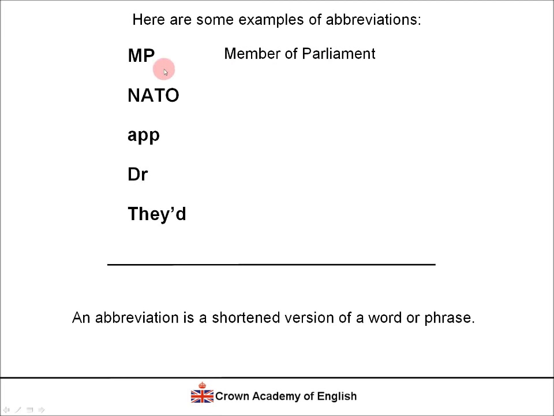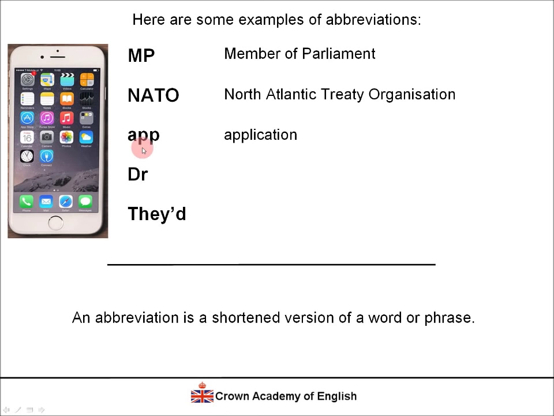Member of Parliament. So MP is a politician. NATO. This is North Atlantic Treaty Organization. This is a defense organization. App. I'm sure you already know this. App is short for application. It's software, often for a mobile phone. This, in fact, means doctor. And this, they'd, is a contraction of they would.